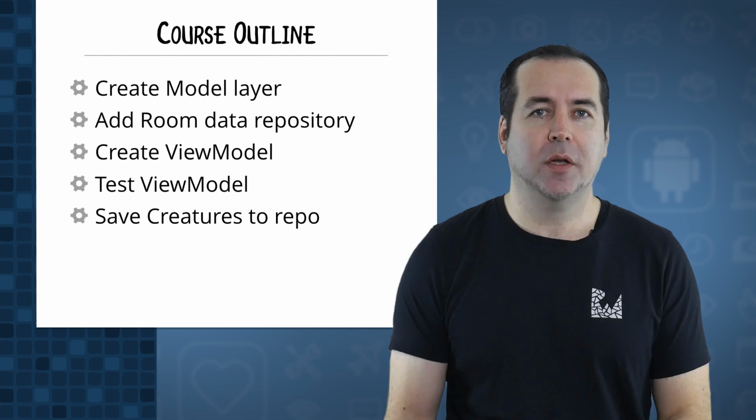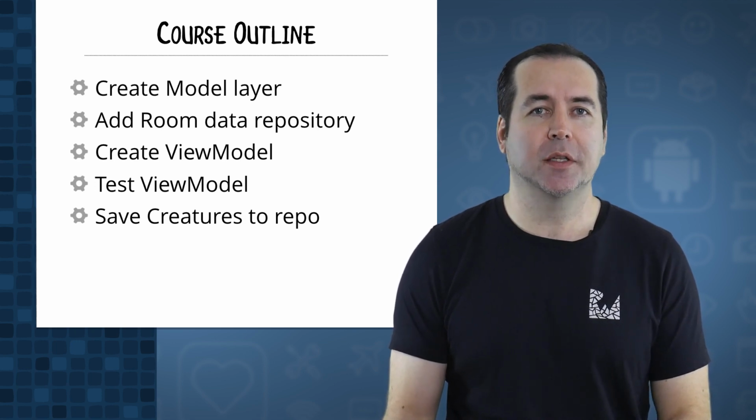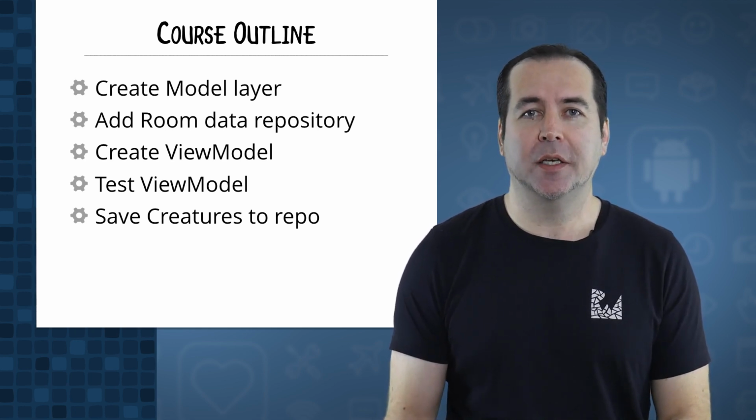Then we'll connect the view model to the repository to allow you to save creatures into the app database. You'll then have a chance to try out what you've learned by creating a view model for the screen that shows a list of all the characters. There's a lot to do, but before we dive into the code, let's get started in the next video by taking a look at the ideas and concepts behind MVVM.